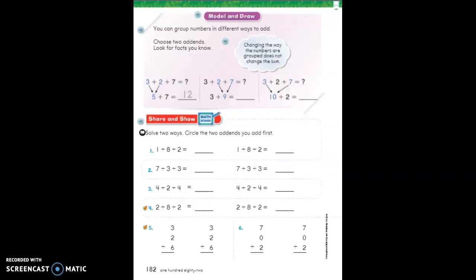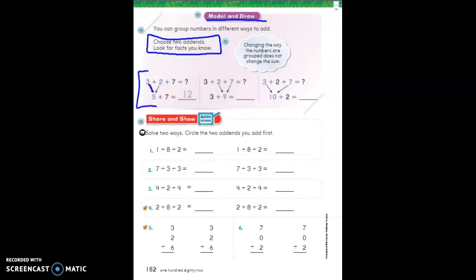At the top, model and draw. It says you can group numbers in different ways to add. So there's going to be 3 addends, meaning 3 numbers to add. It says choose 2 addends. Look for facts you know. So you want to start with maybe some addends that you have mental math that you know the answer to really quickly. So down here, for this problem here, they're showing us it's 3 plus 2 plus 7.